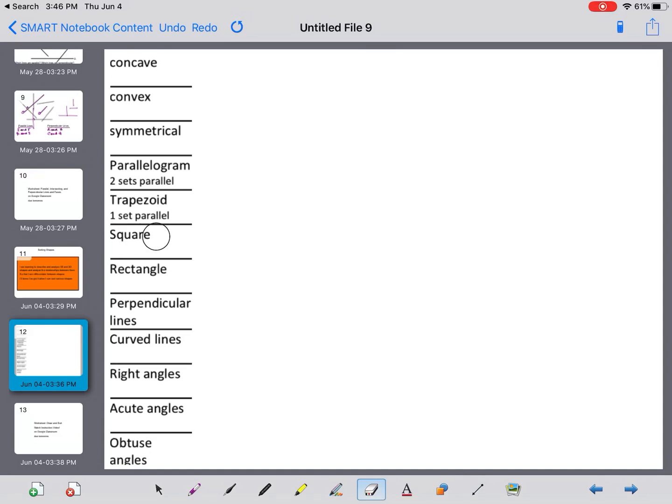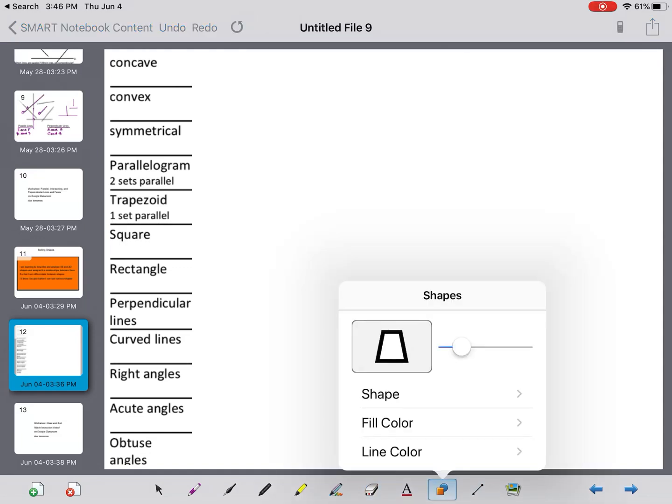All right, next we have a square. Hopefully you all know what a square looks like. And a square is a very, very specific shape.